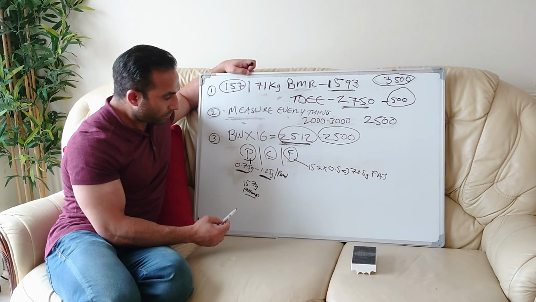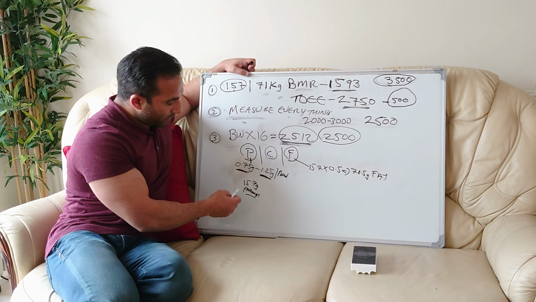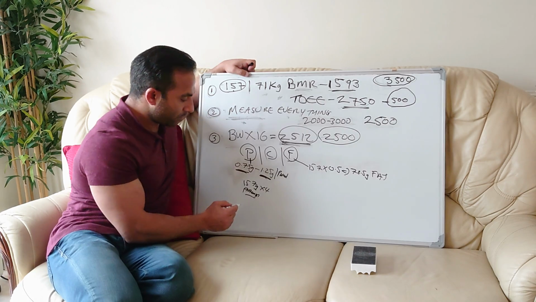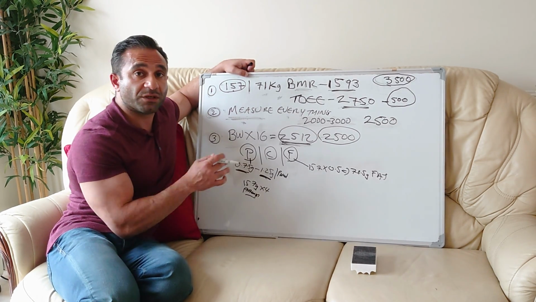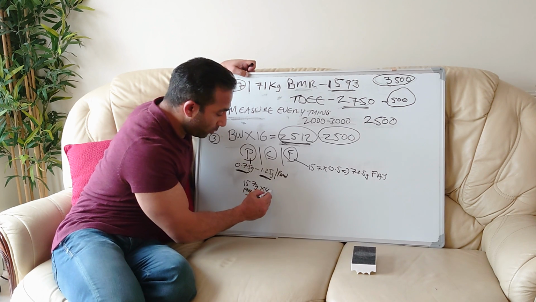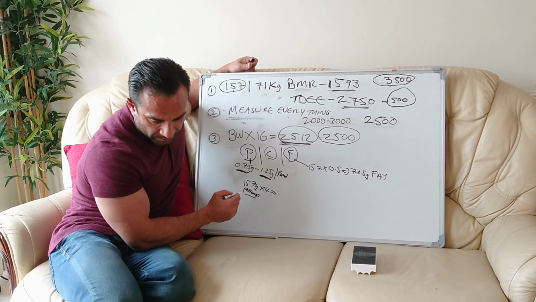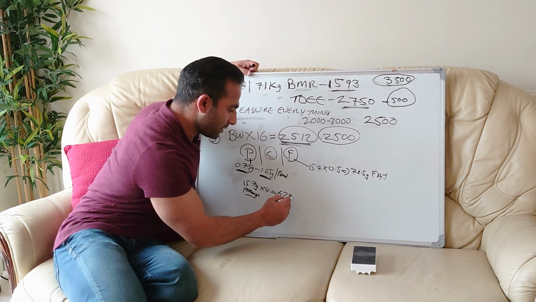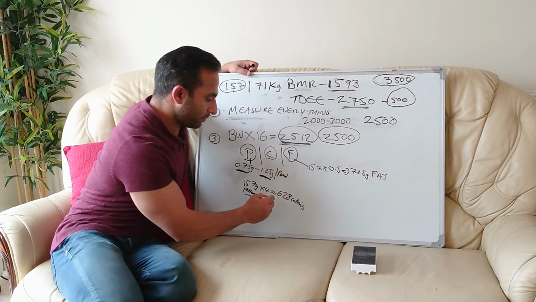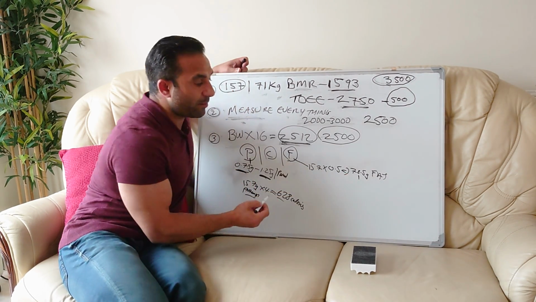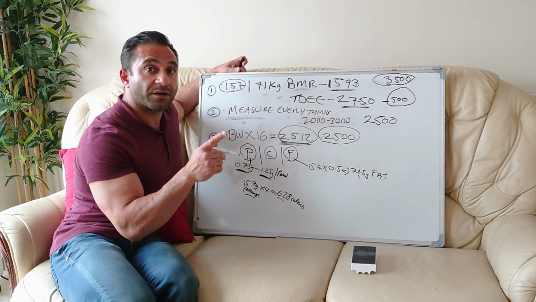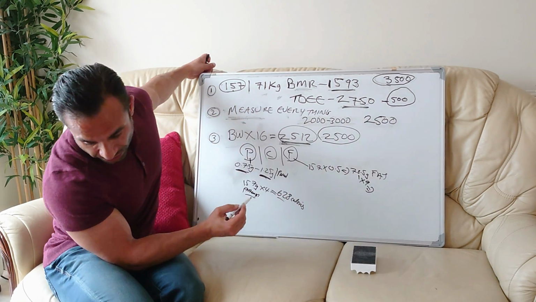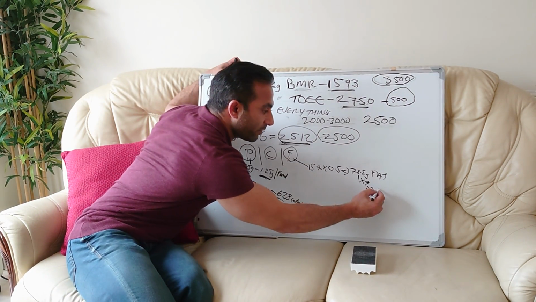Okay, now what we need to do is we've got our protein, we multiply that by 4 because 1 gram of protein contains 4 calories. We multiply that by 4 and we get 628 calories. Now fats, we've got 78.5 grams of fats. 1 gram of fat contains 9 calories, so we're going to multiply that by 9 and that gives us 706.5 calories.